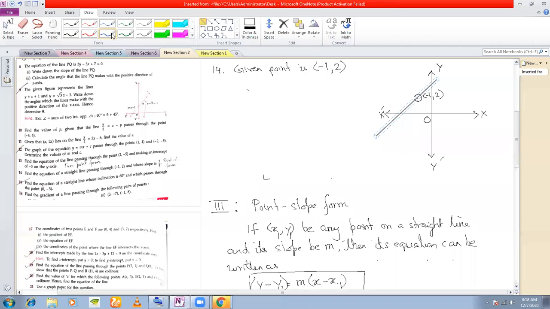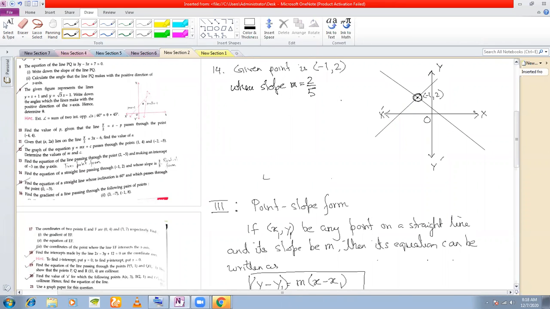Or why only this way? It can be this way also. Which way, I don't know. But I definitely know that this is a point on this straight line. So minus 1, 2 is a point. And what else do I know? The slope of the straight line is also given to be 2 by 5.